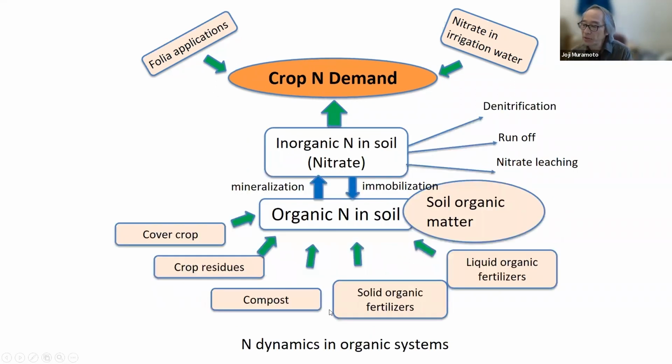Whereas in organic systems, most fertilizers are provided as organic form. Therefore, they have to go through the extra step of mineralization, or sometimes they can be immobilized, the reverse. So nitrogen management in organic systems is inherently more complex and takes more time to release plant available form of nitrogen compared to conventional systems. And today I'm going to talk about three of those organic fertilizers: compost, solid organic fertilizer, and liquid organic fertilizers.